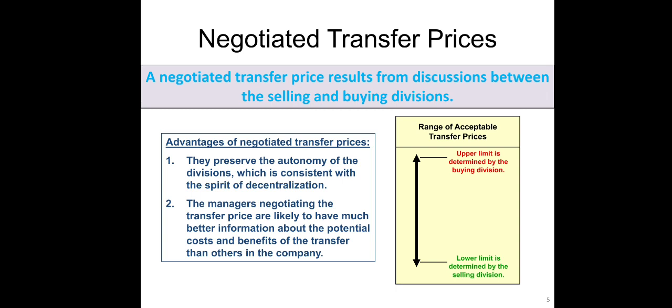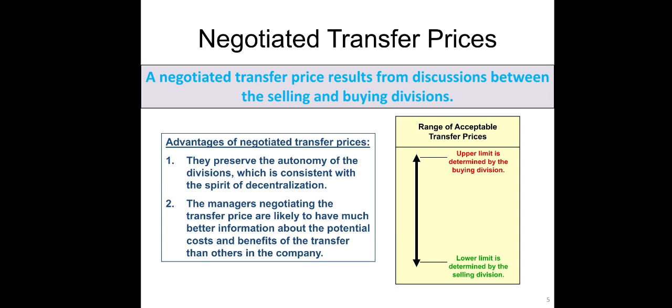Okay, if you see this slide, you can see that there are several advantages of the negotiation method. The first one is they preserve the autonomy of the divisions, which is consistent with the spirit of decentralization. And the second advantage is the managers negotiating the transfer price are likely to have much better information about the potential costs and benefits of the transfer than others in the company. So these are the two advantages of the negotiation method.